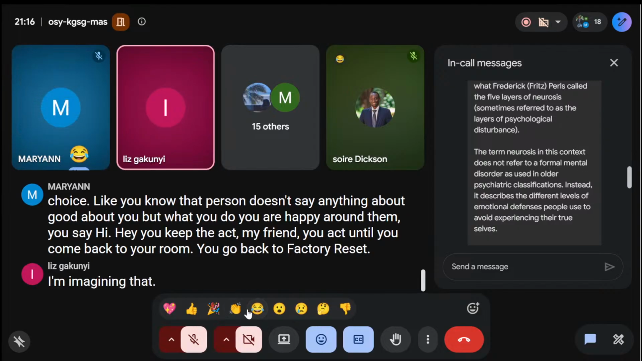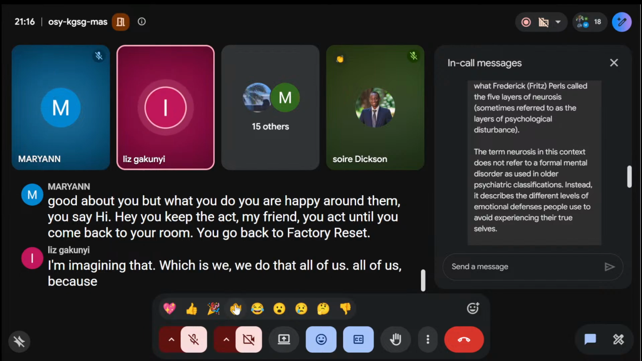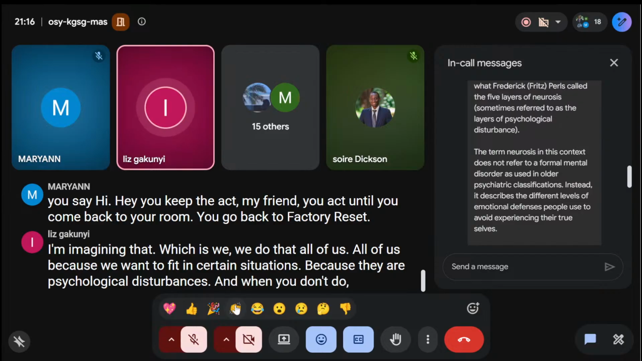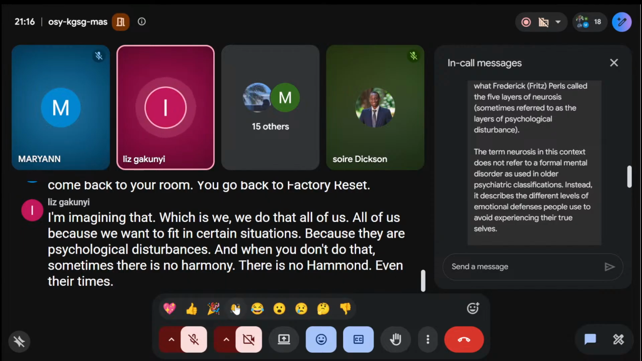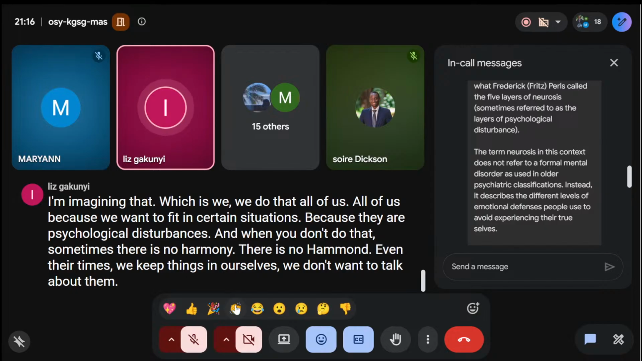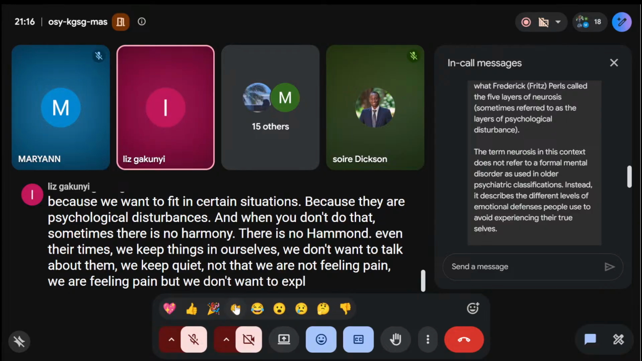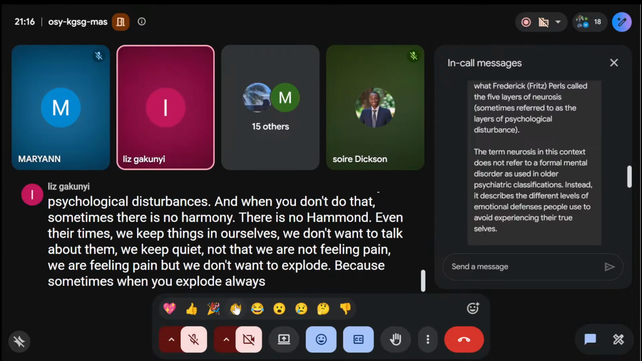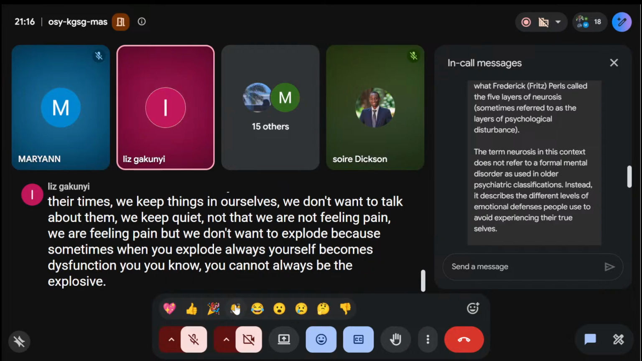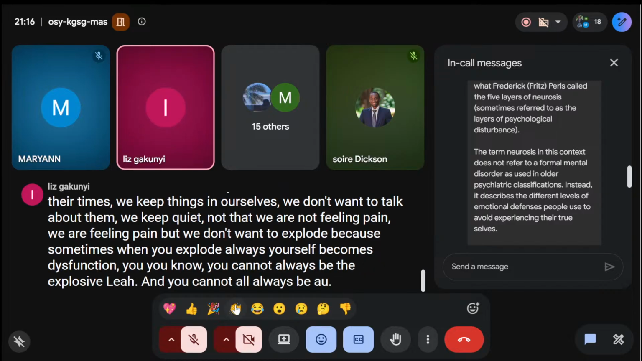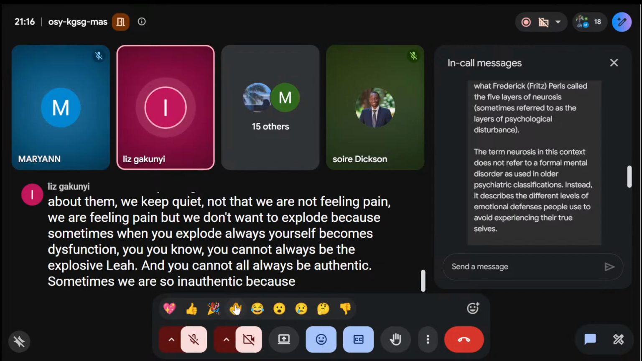We do that, all of us, because we want to fit in certain situations, because there are psychological disturbances. And when you don't do that, sometimes there is no harmony. Even there are times we keep things to ourselves. We don't want to talk about them. We keep quiet. Not that we are not feeling pain. We are feeling pain, but we don't want to explode. Because sometimes when you explode always, you also become dysfunctional. You cannot always be in the explosive layer. And you cannot always be authentic. Sometimes we are so inauthentic because we are human beings.